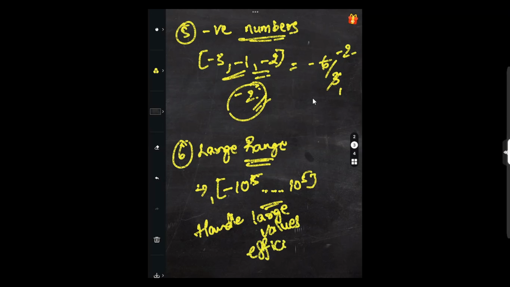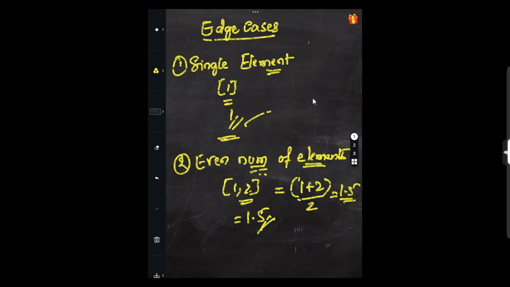Anything, the output may be anything, but I've just considered that this has to be within -10 to the power of 5 to positive 10 to the power of 5 efficiently, right? This is fine. So what are the edge cases that we need to keep in mind here? This one is for the single element.